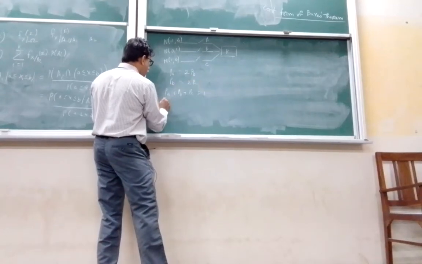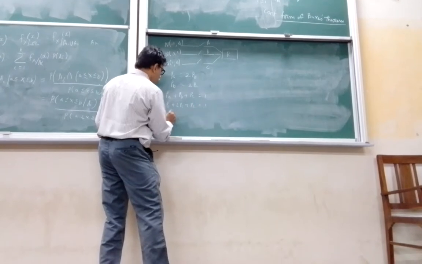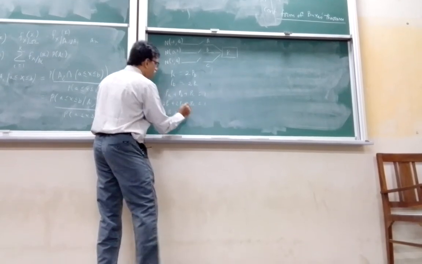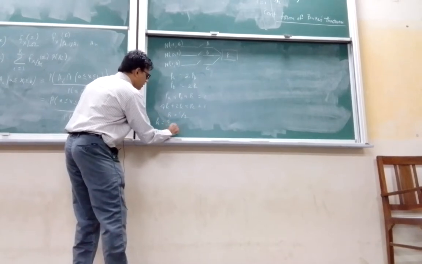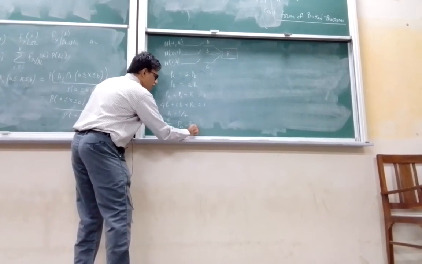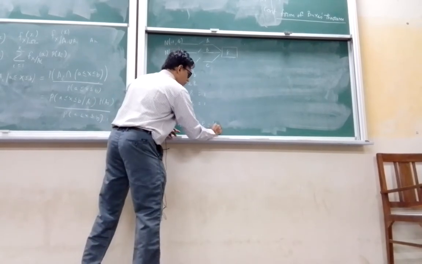4 times PC plus 2 times PC plus PC is equal to 1. So PC is equal to 1 by 7. From that we can easily calculate PA is equal to 4 by 7, PB is equal to 2 by 7, and PC is equal to 1 by 7.